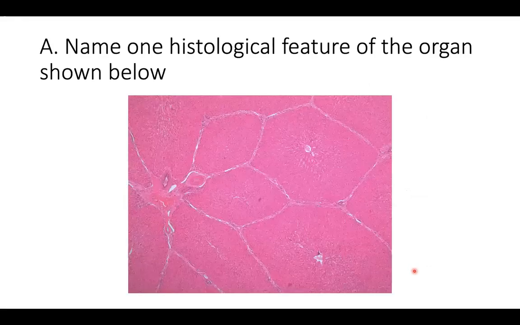Okay, station 8. So this one's histology 1. Name one histological feature of the organ shown below. So anything that you can identify from this organ. Pause the video right now.